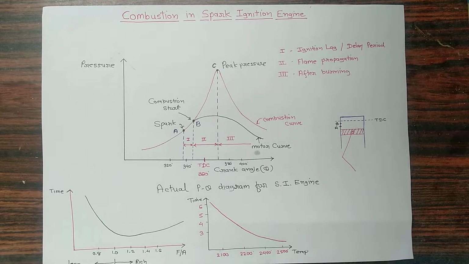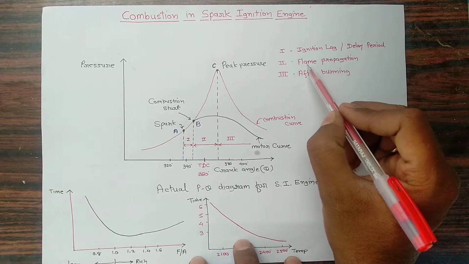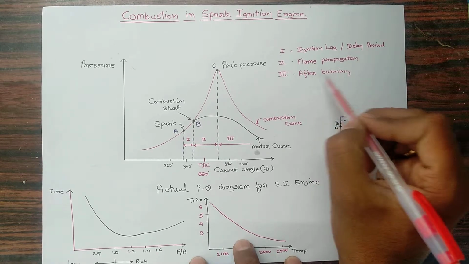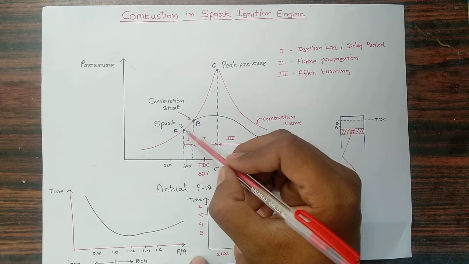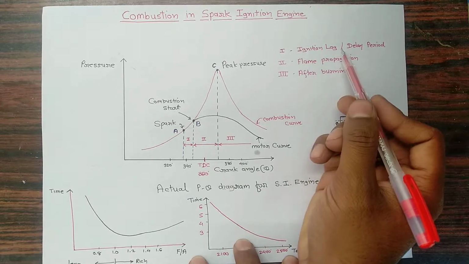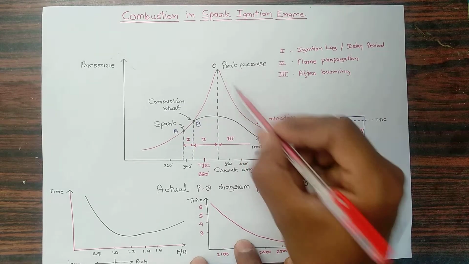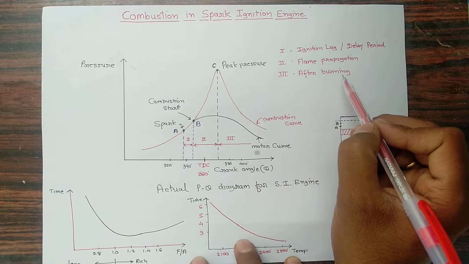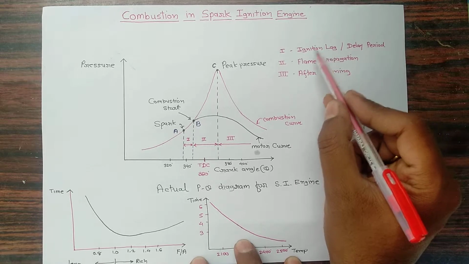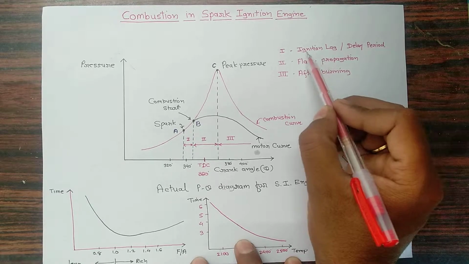Generally the combustion process in the IC engine can be divided into three phases. The three phases are the ignition lag, or we can say delay period, the second one is flame propagation, and the third one is the afterburning phase. We can see in the graph also, A to B is known as the ignition lag phase, B to C is known as the flame propagation phase, and after C it is the afterburning phase. So we will see these three different phases in detail. The first one is the ignition lag.